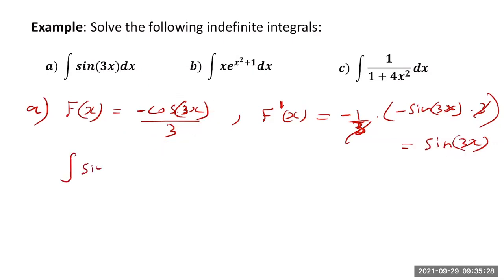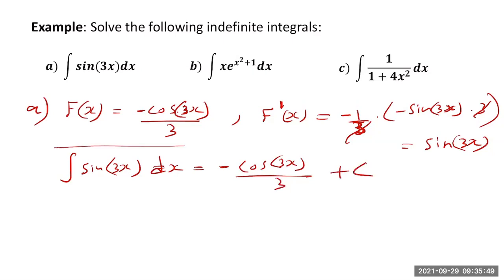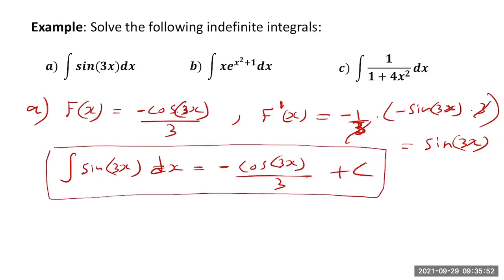The indefinite integral of sine 3x dx is equal to the antiderivative you found, minus cosine 3x divided by 3, plus a constant. Done. All right, let's move on to the next part.